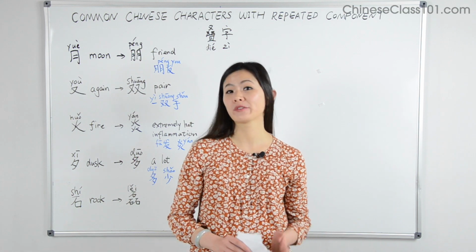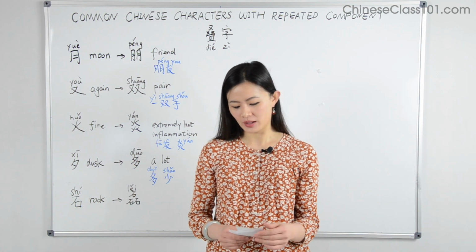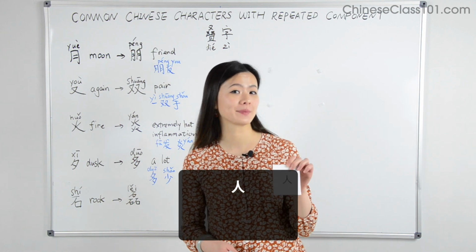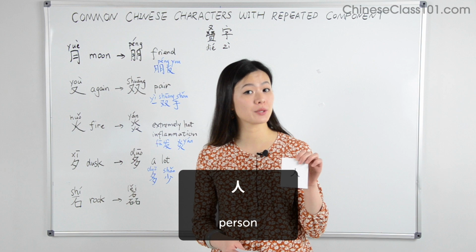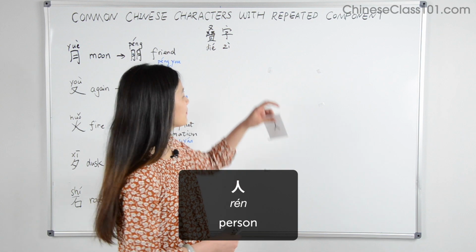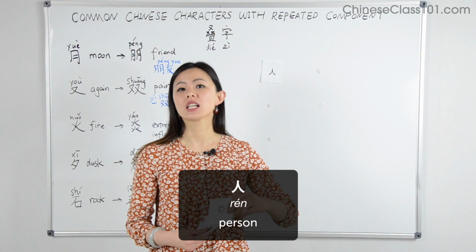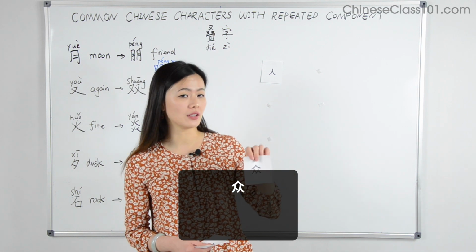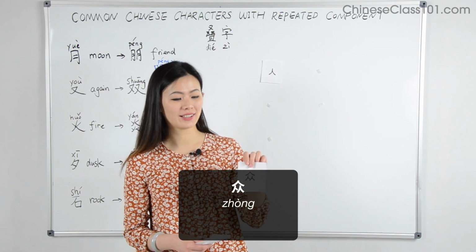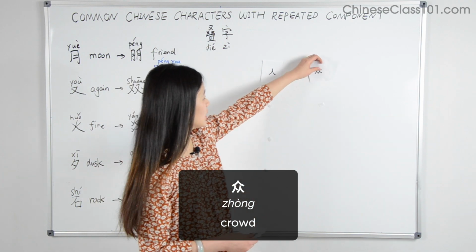Now let's recap what we've learned in this lesson with a quiz. Alright, do you remember this character? When it's used by itself, it means person, and it is pronounced as 人. 人. Okay, when 人 is used as a component, as in this character with three 人, it means 众, crowd. 众. Alright, good job.